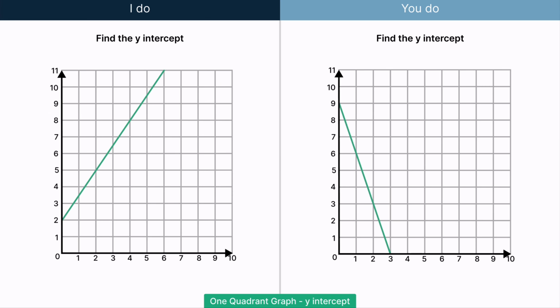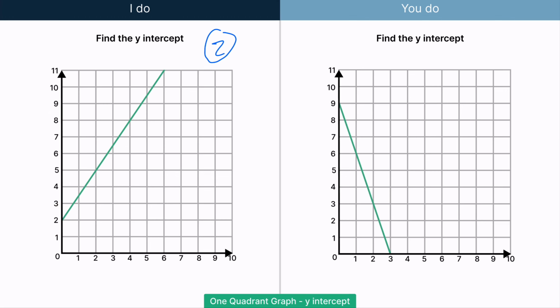So, looking at this example here, we've been asked to find the y-intercept. We've got a one quadrant graph here. So this is the y-axis and this is the x-axis. The y-intercept is just where the green line crosses the graph. So the green line crosses the graph right there. So the y-intercept is 2.